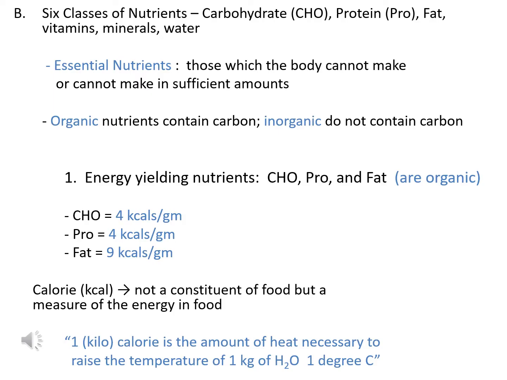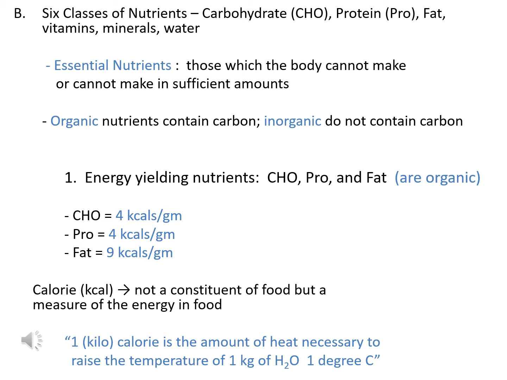So now let's jump into the actual nutrients themselves. There are 6 classes of nutrients: carbohydrate, protein, fat, vitamins, minerals, and water. There's a definition you want to be familiar with, and that is the term essential nutrients. This refers to those nutrients which the body cannot make or cannot make in sufficient amounts. So if your body can't make these nutrients, where do you have to get them from? Well, obviously the answer is from our food choices.